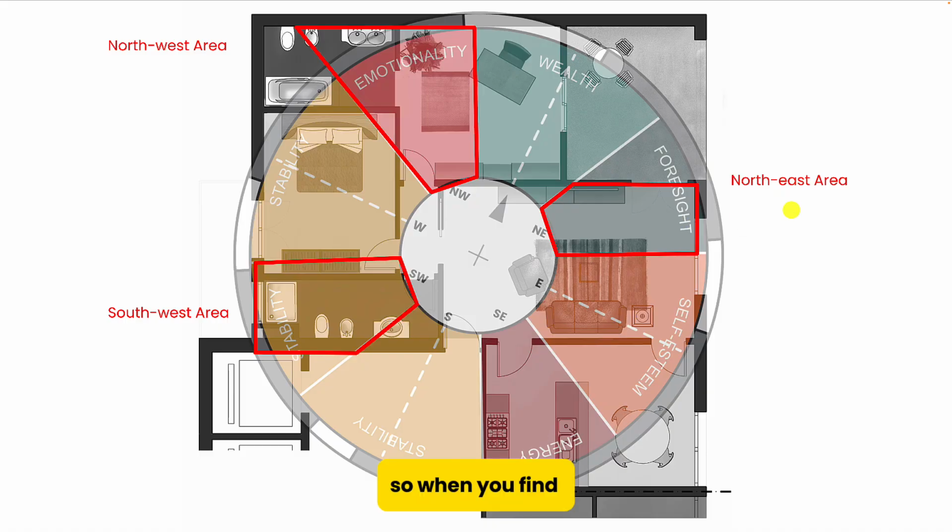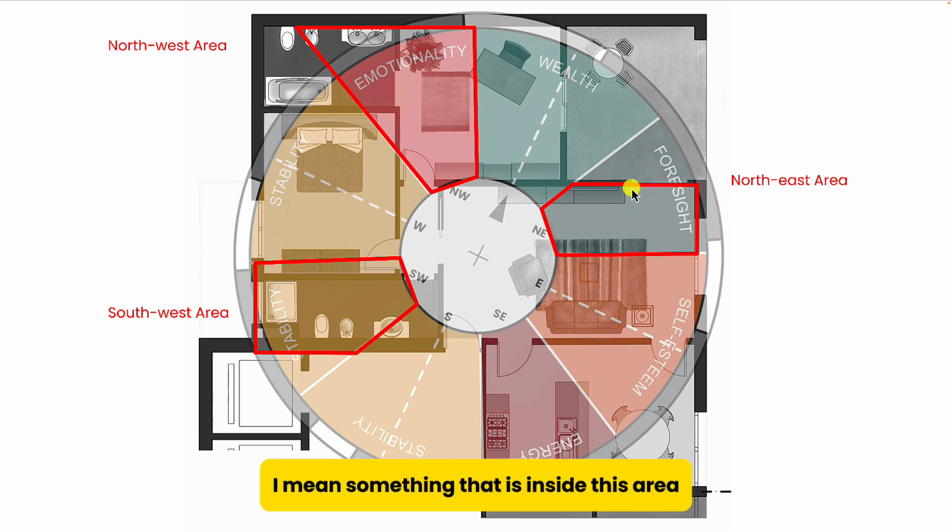So when you find in my Vastu book or in the socials, on the YouTube channel or somewhere me saying that something is in the northeast area of your home, or that you need to correct this Vastu defect into the northeast area, I mean something that is inside this area, inside this part of your floor plan.